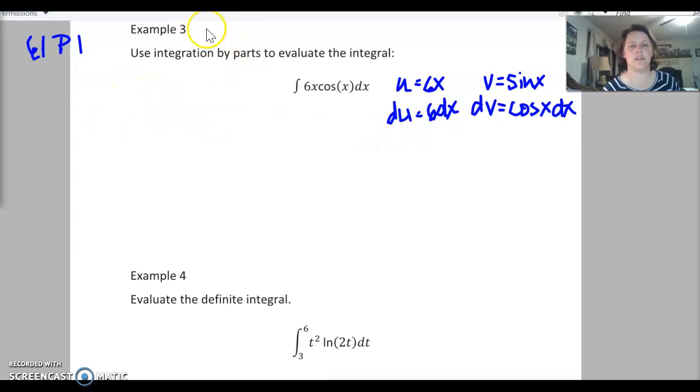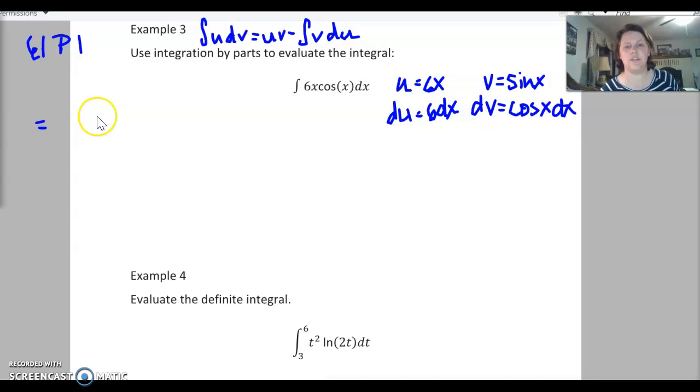And now using our formula, the integral of u dv is equal to uv minus the integral of v du. Okay, and so that's our formula we're using. So we've already discovered what u and dv were. So now u is 6x, v is sine x, minus the integral of v, which is sine x, times du, which is 6 dx.